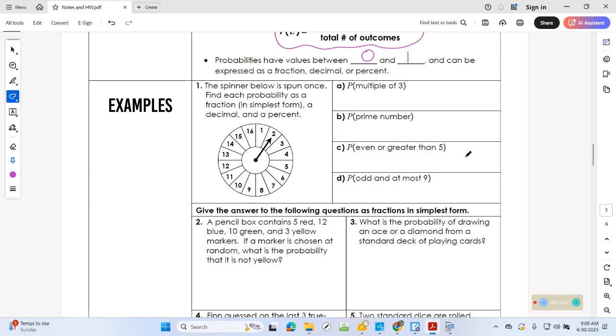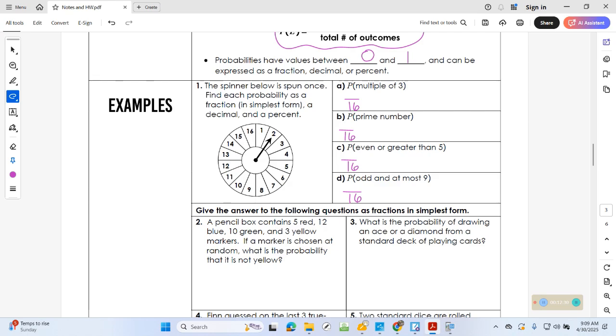So you got your spinner, you spin it once, find the probability. Okay, this one they want all of it. Fraction, decimal, percent. Okay, whatever, fine. So first, let's do the easy part. How many total numbers are there on the spinner? 16. So all of our denominators are going to be over 16. I'll just fill it in.